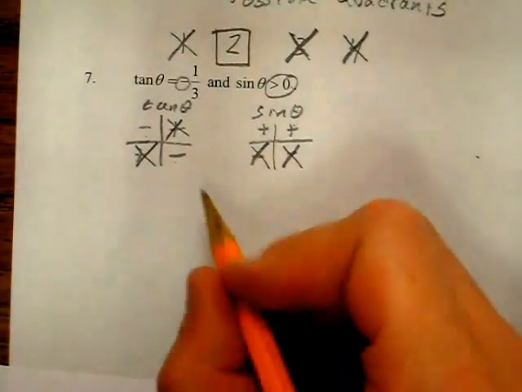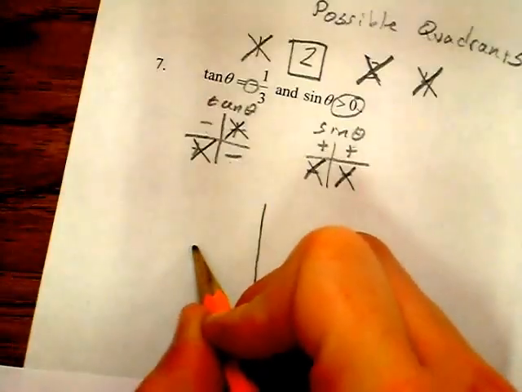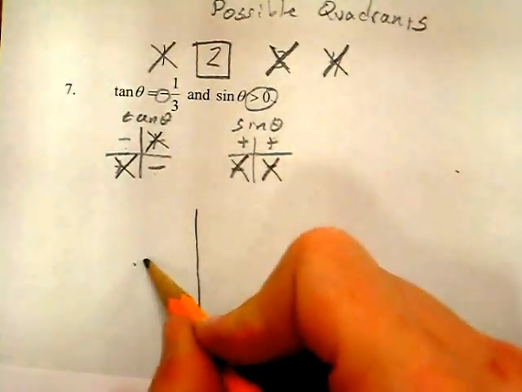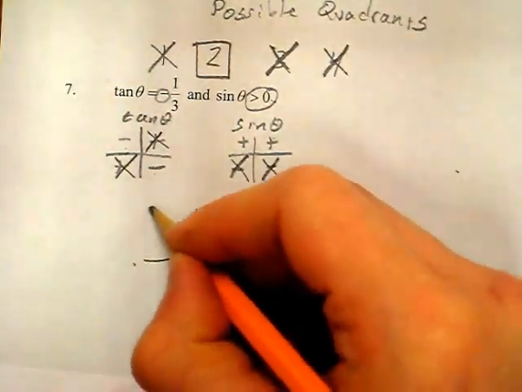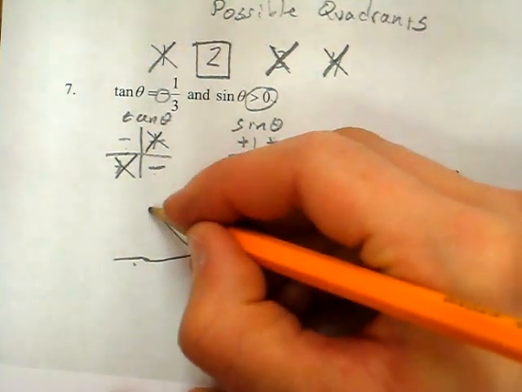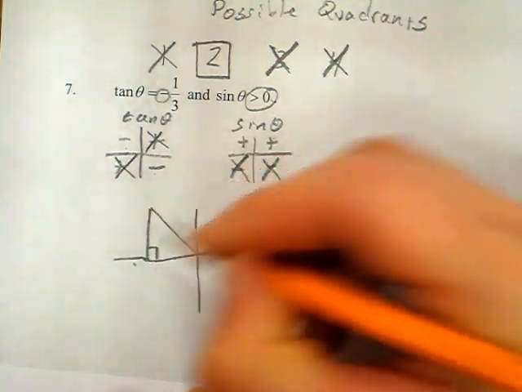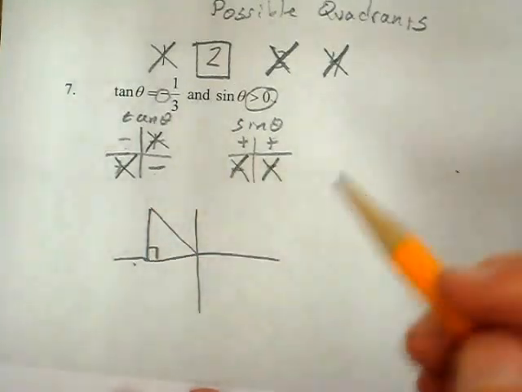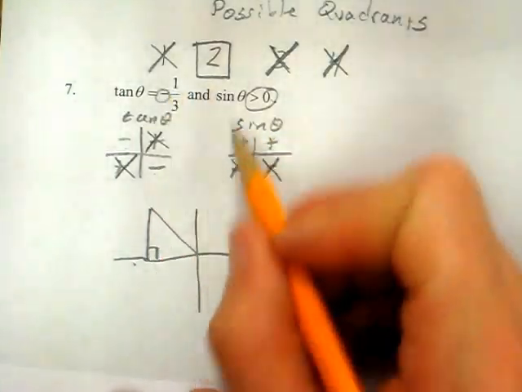Okay? So now we know that when we draw our picture, we need to draw this angle in quadrant 2. So there's my triangle. Make sure that you have the right angle on the x-axis. You always want to draw the right angle to the x-axis. So that's how we determine the quadrants.